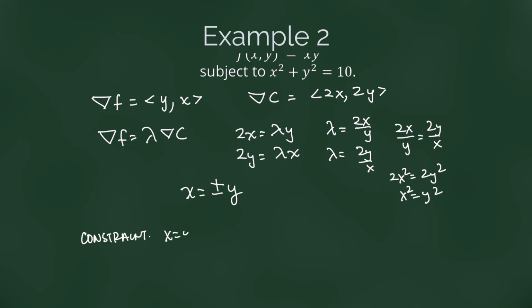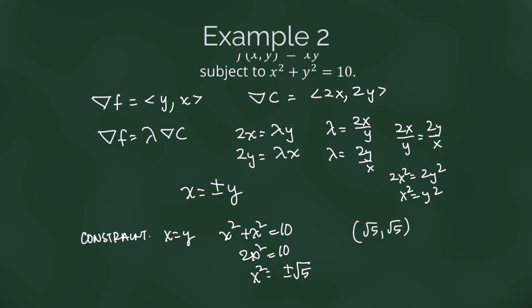So first I'm going to do x is positive y. So then our constraint becomes x squared plus x squared is equal to 10. 2x squared equals 10. So x is plus or minus the square root of 5. And since y is equal to that, we're going to get square root of 5, square root of 5 as one possibility for an extreme, and negative square root of 5, negative square root of 5 as the other possibility.